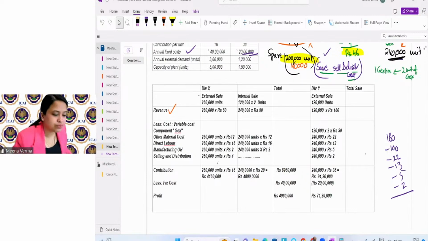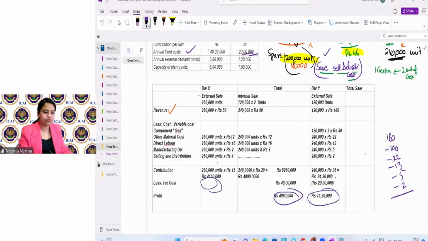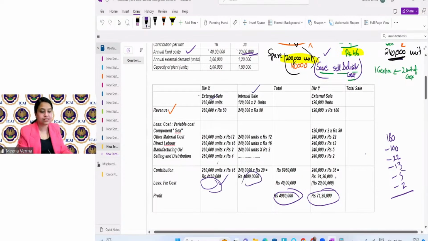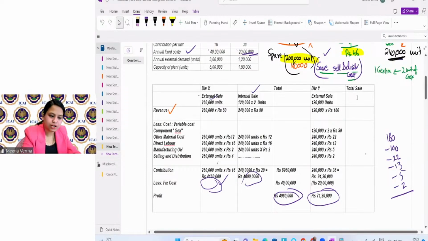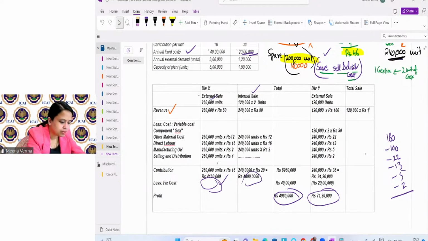So you can see here with this pricing strategy, both the divisions are earning profit, right? So you can see from the external sale, the contribution is this, from the internal sale, the contribution is this, and both the divisions are having profit, and it will give the overall profitability of the company. है ना? Overall profitability, you can find the final sale is what? Finally, the company is selling 1,20,000 unit into rupees 180. This is the final sale they have.